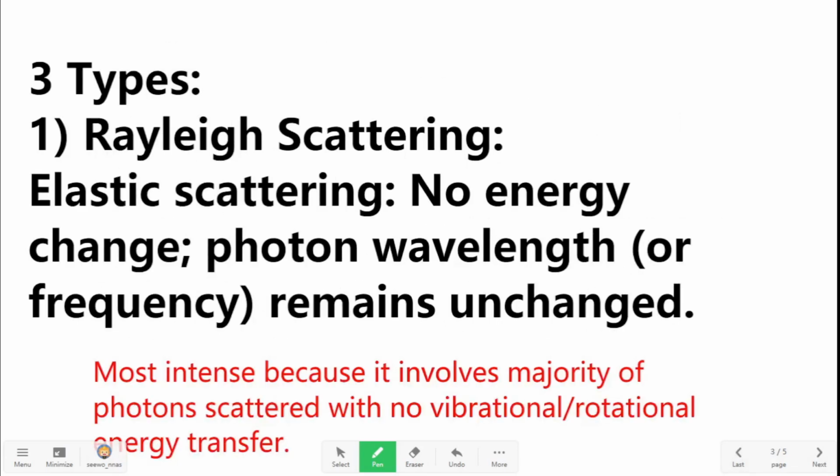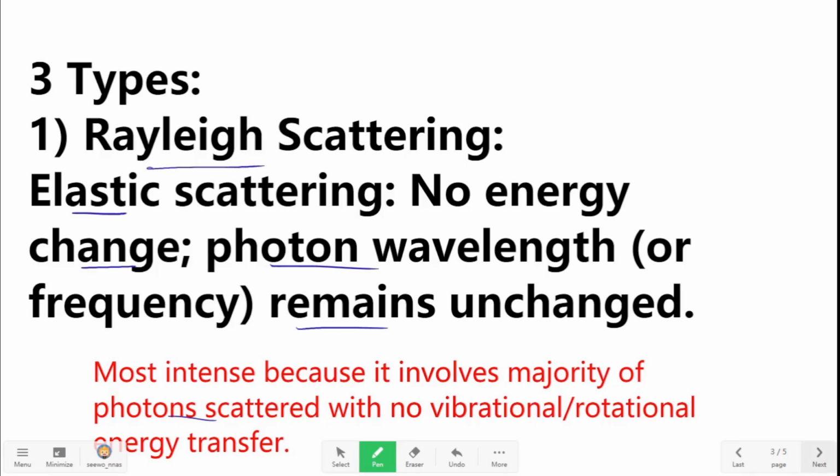Now there are three types of scattering. The first one is Rayleigh scattering. In this scattering there is no energy change. This is elastic scattering. Photon wavelength remains unchanged. You can also say that the photon frequency remains unchanged. This is the most intense one because the majority of the photons are scattered in this way and there is no vibrational or rotational energy transfer.